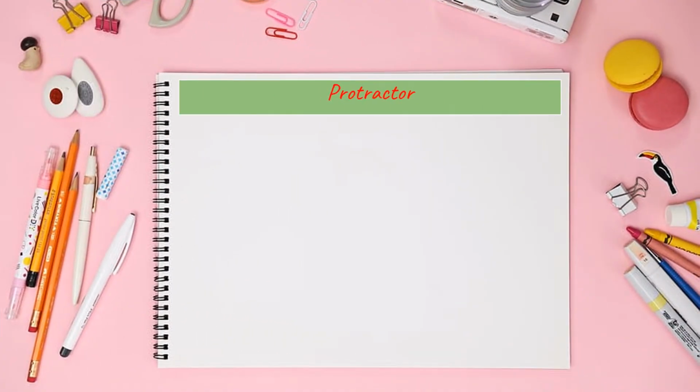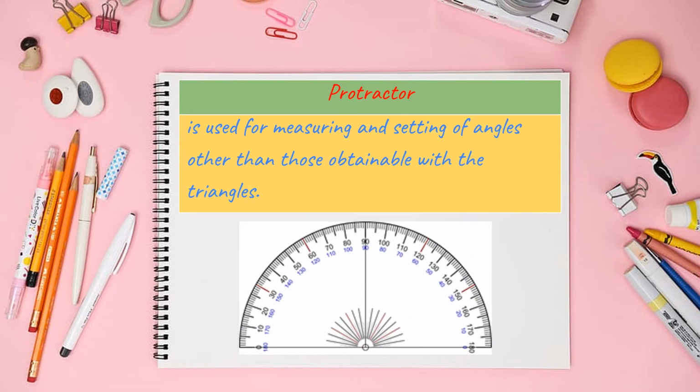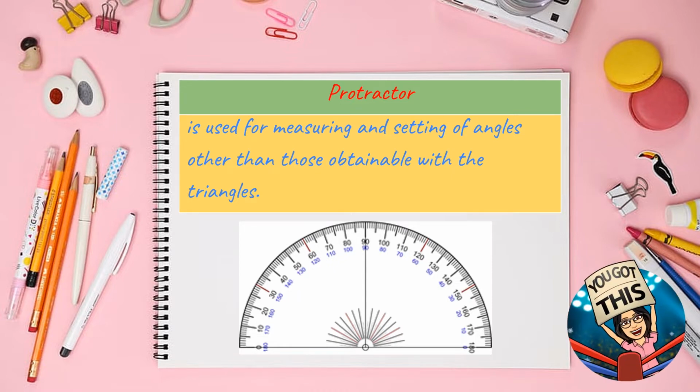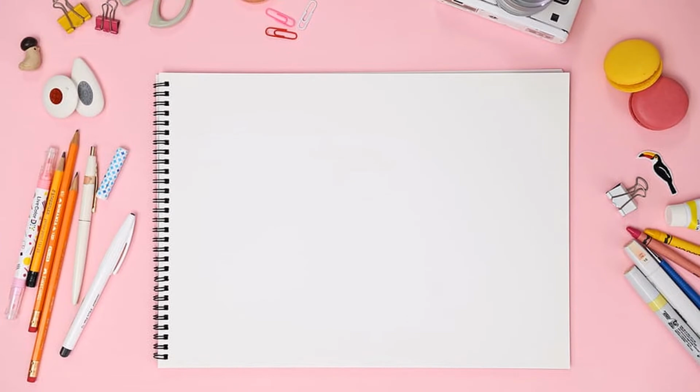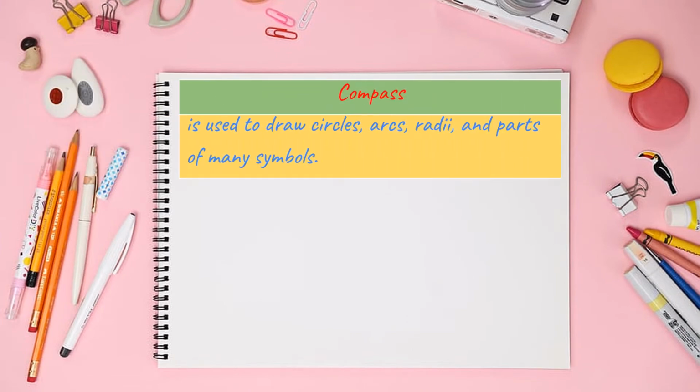Then we have the protractor. Protractor is used for measuring and setting of angles other than those obtainable with the triangles. Also have the compass. Compass is used to draw circles, arcs, radii, and parts of many symbols.